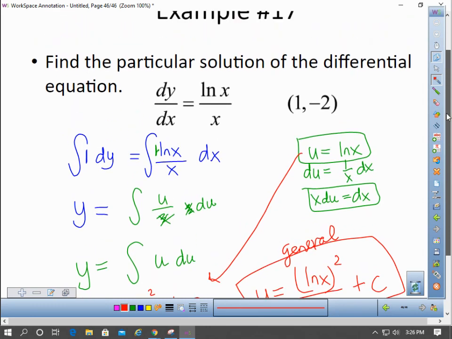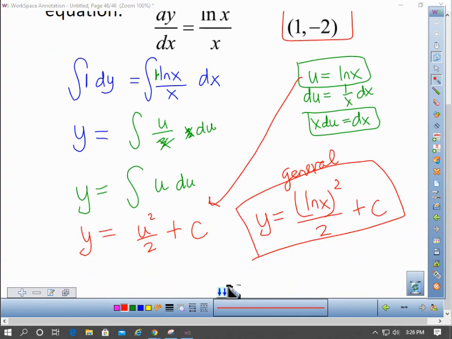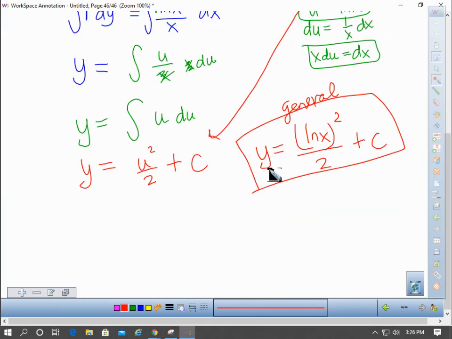So now we want the particular solution using this ordered pair. So we've got the point 1, negative 2. So now I'm just going to substitute in. I'm going to substitute in the ordered pair 1, negative 2. So the y is the negative 2. And then it's going to be the natural log of the x coordinate 1 squared over 2 plus c. So I'm replacing x with a 1, replacing the y with a negative 2.